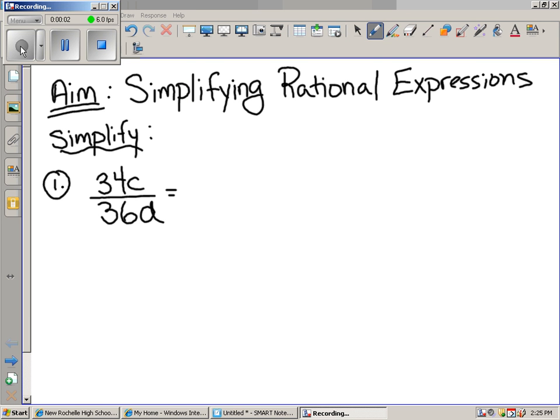Today our topic is a continuation of yesterday. We are simplifying rational expressions, but today, unlike yesterday, we're only going to do medium to hard level problems. Problem number one, 34c divided by 36d. What do we get?